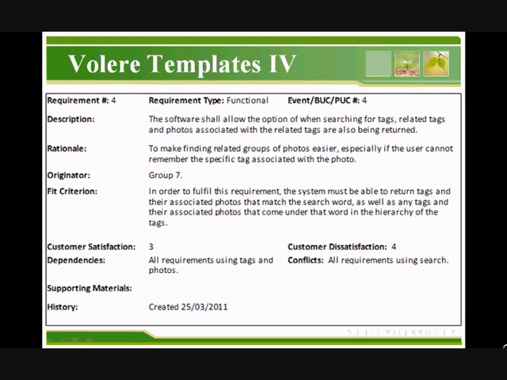As for the last slide, having relevant tags and their associated photos appear when a word is searched for is not seen as something that users would specifically ask for. But a user may get very frustrated if they could not remember the exact photo tag they want to find, and had no way of easily finding it, having to sift through thousands of photos. Therefore, customer satisfaction was 3, and dissatisfaction was 4.